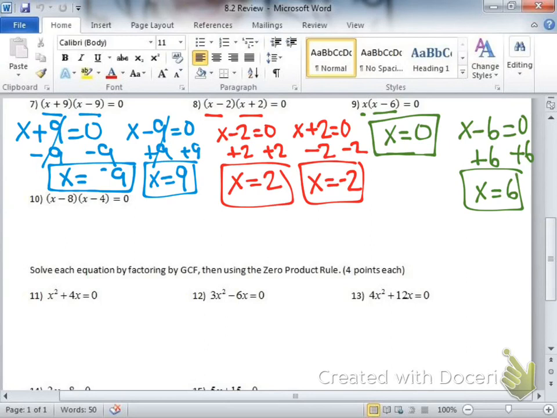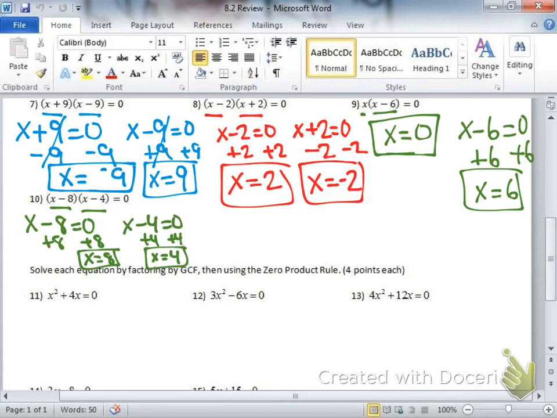And last one in the zero product rule section, we're going to get positive 8 and positive 4. The biggest mistake I see on the zero product rule stuff is the signs. You can sort of double check. It's always the opposite sign. If you were subtracting, it should be positive. If you were adding, it should be negative.